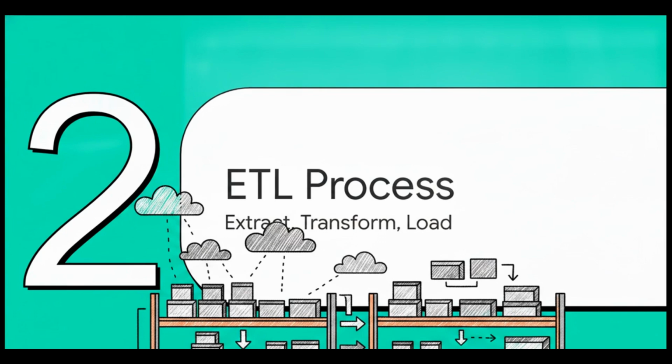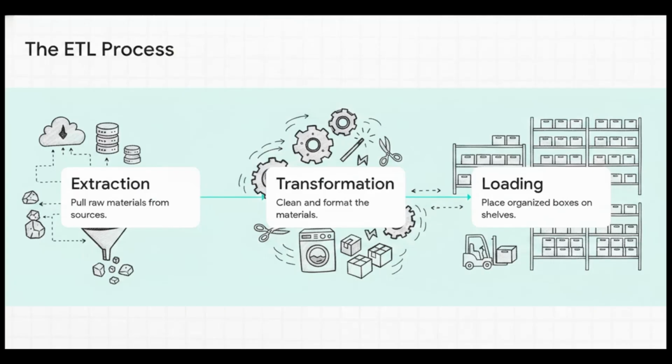Moving right along to Phase 2, moving data, specifically through the ETL process. This right here is essentially the supply chain of our entire data journey. The ETL process breaks down into 3 essential steps.